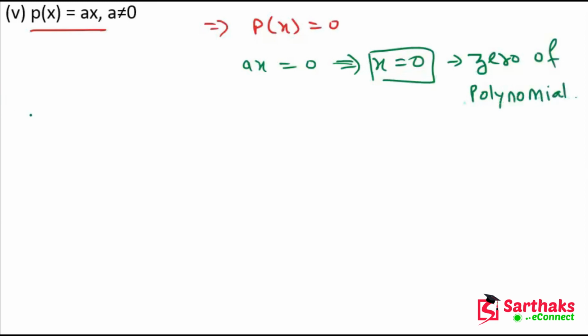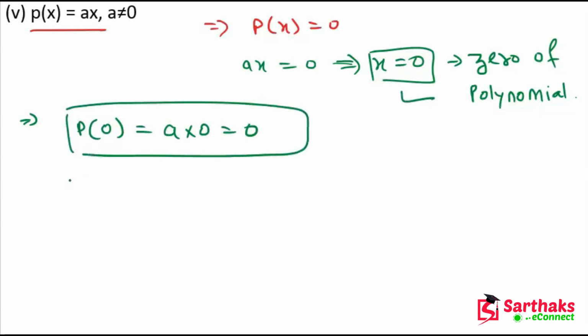From this we can also check it. If we put 0, we get a into 0, so this will be 0. It means our answer is correct.